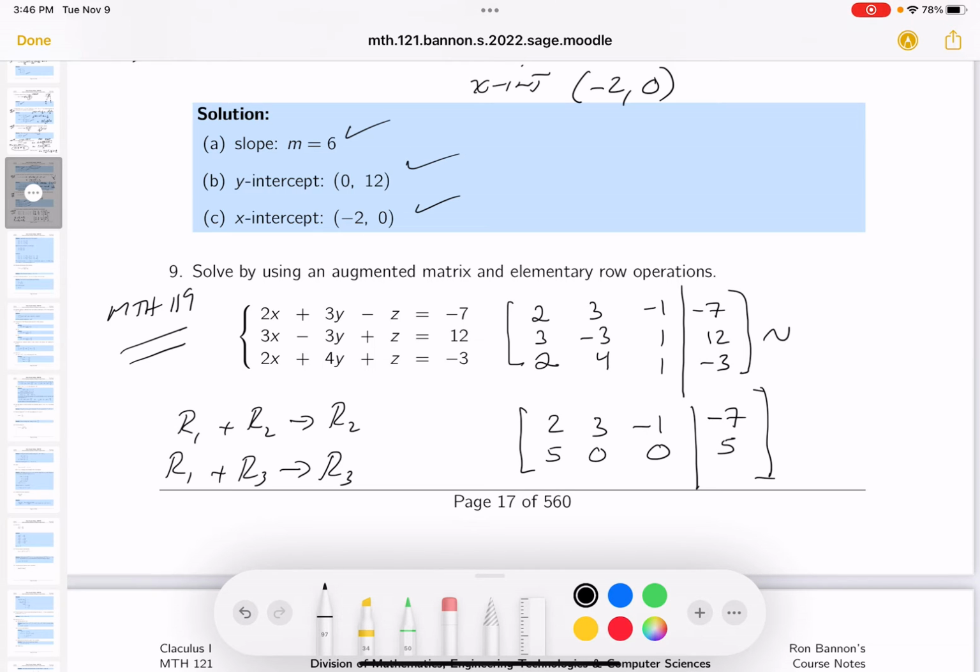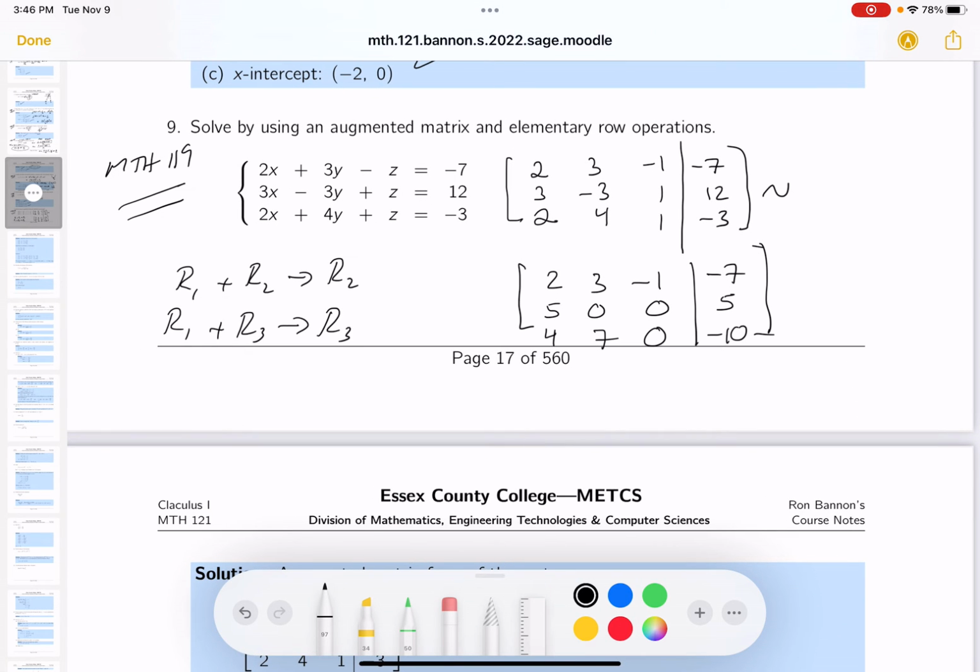Well, row 1 plus row 3 is 4, 7, 0. That's convenient. And what do you get? You get minus 10. Now, what I mean by that, I'm really done with my row operations because I can start to read this. And I want to point out what I mean by that. The second row is very readable to me. What does it say? It actually says 5x is equal to 5. And I know by looking at that x is now equal to 1.